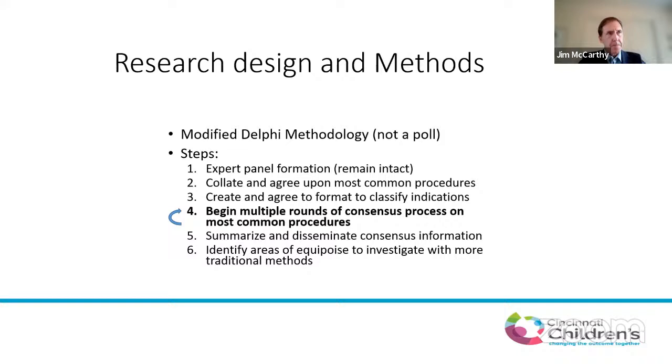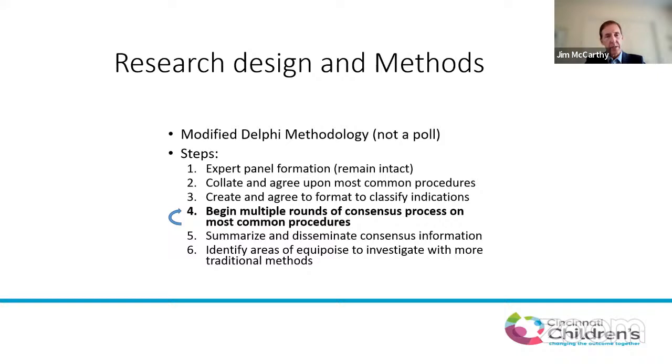The first is to identify expert panel formation. And that expert panel needs to remain intact throughout the Delphi process. For us, we had to collate and agree upon the most common procedures. There's 40 or 50 procedures being performed. We had to create and agree to a format to classify the indications because indications sort of come in different flavors. And then once you do that, you begin these multiple rounds of consensus process on those most common procedures. So in many ways, we had to simplify the surgical process by procedure. And it starts with open-ended questions, and that gets collated, that goes to a survey, and I'll go into a little more detail on how that might look.